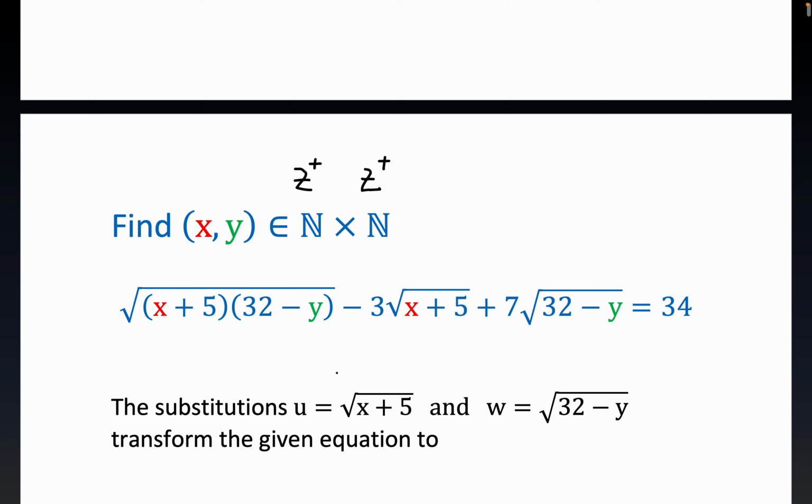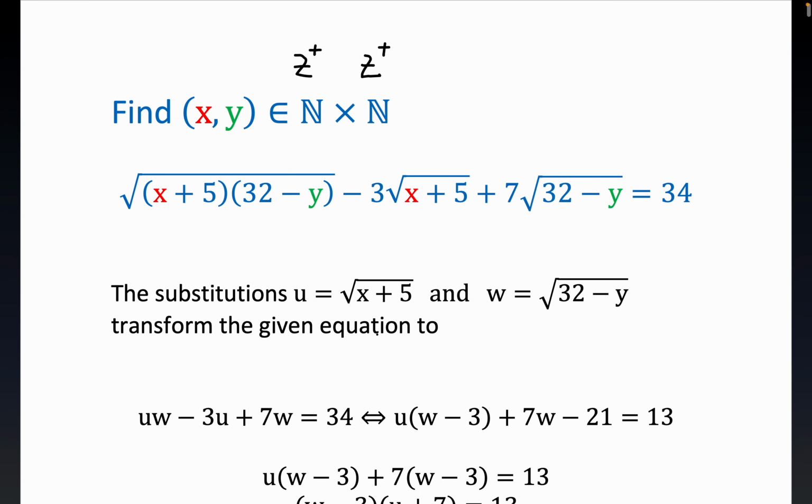So what we get now with these substitutions, u and w, this entire equation just becomes uw minus 3u plus 7w equals 34. And that's still not much fun. All we've done is change the names of things, but we still have one equation and two unknowns.